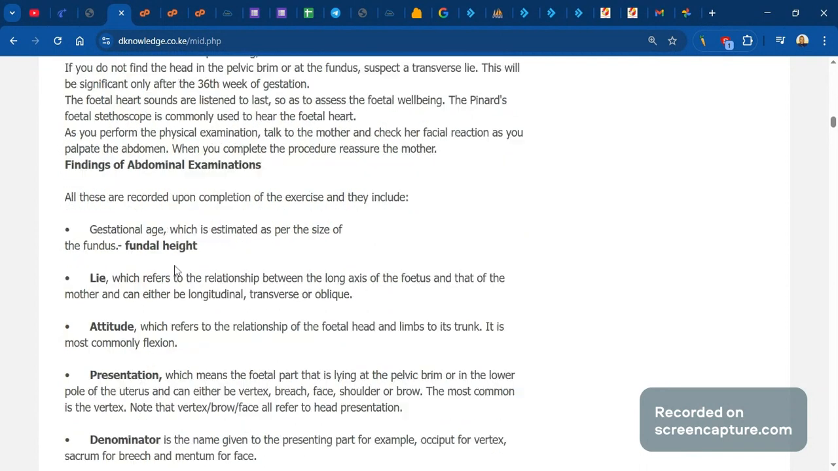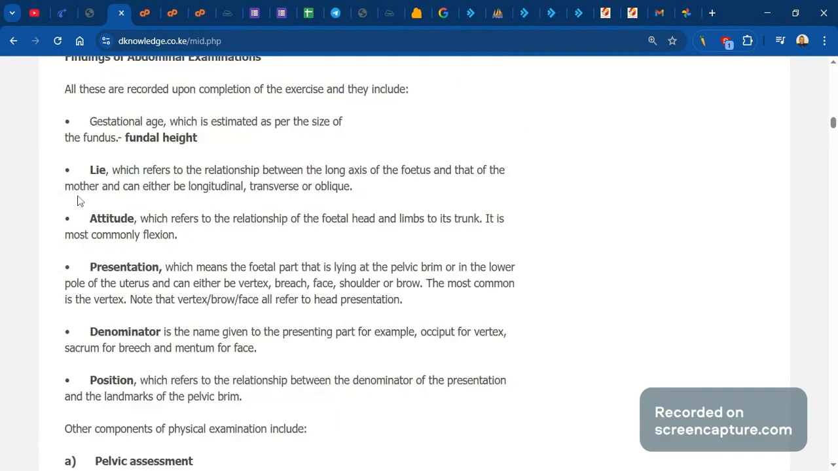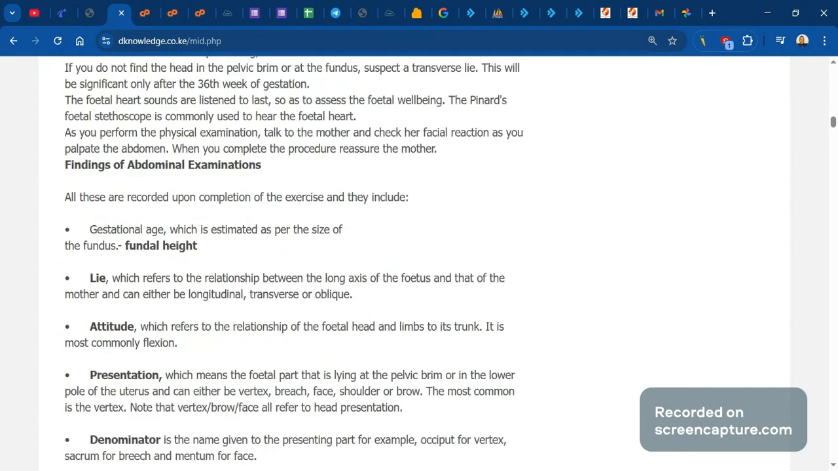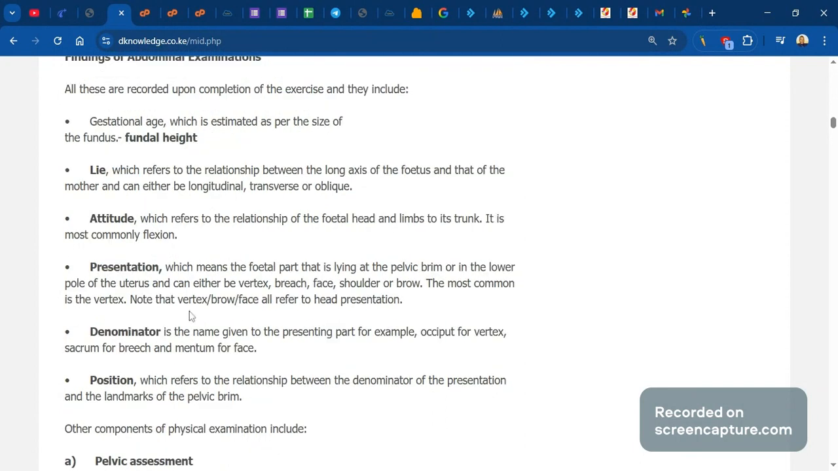Okay. So gestation age is estimated as per the size of the fundal height. So it's always the lie, which refers to the relation. So when you're checking on the gestation height, check on the fundal lie. When checking on the lie, it is the relationship between the long axis of the fetus and that of the mother, and can either be longitudinal, transverse, or oblique.